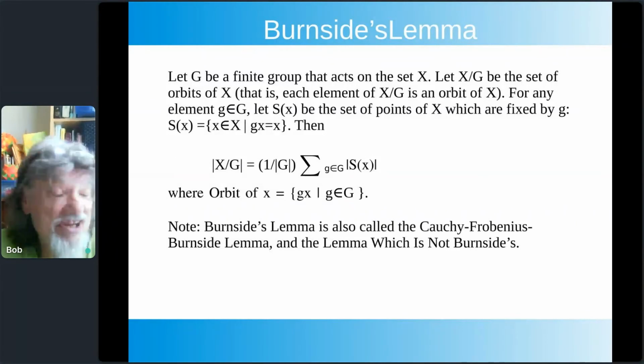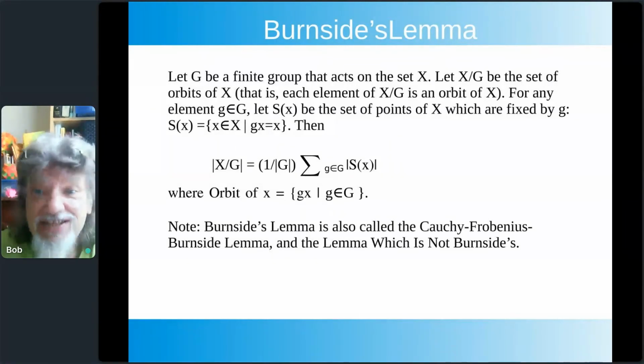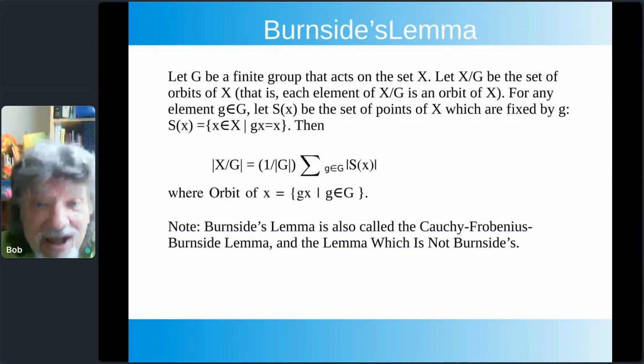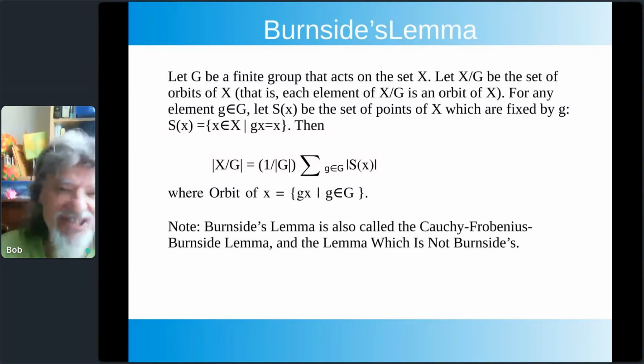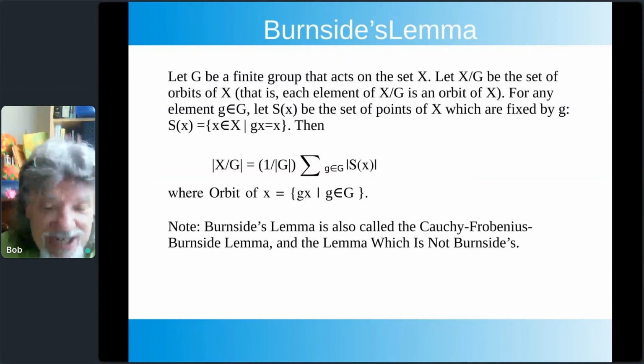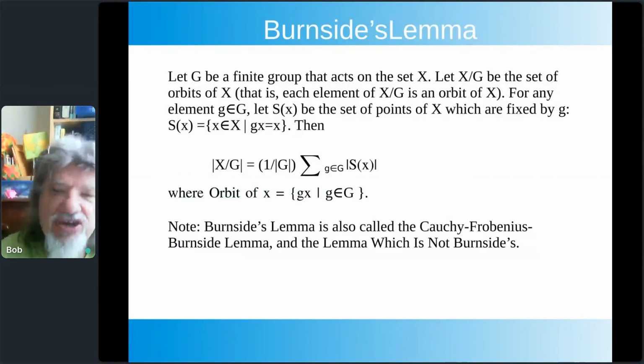Burnside complained. He said, hey, it's not mine. Quit calling it that. It's unfair to Frobenius. So instead, it got renamed. People started calling it the lemma which is not Burnside's. Poor Frobenius can't catch a break. I guess the perfectly correct name for it would be the Cauchy-Frobenius-Burnside lemma, since all three men worked with it and had versions of it. But you see it here. This is the lemma that's not Burnside's.